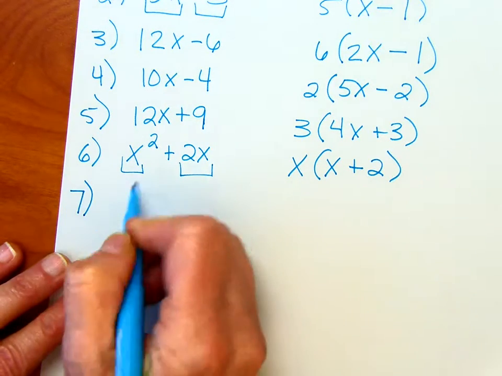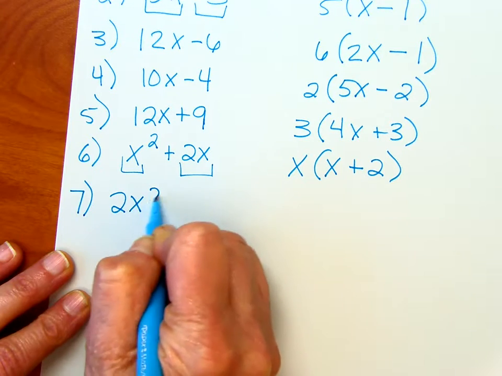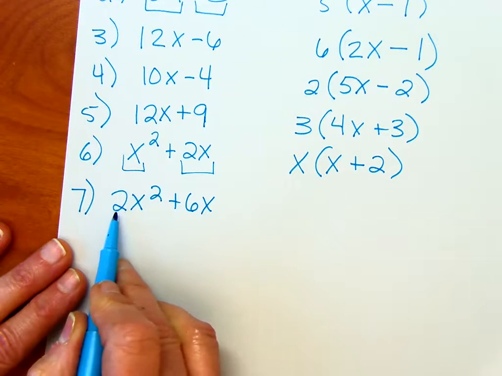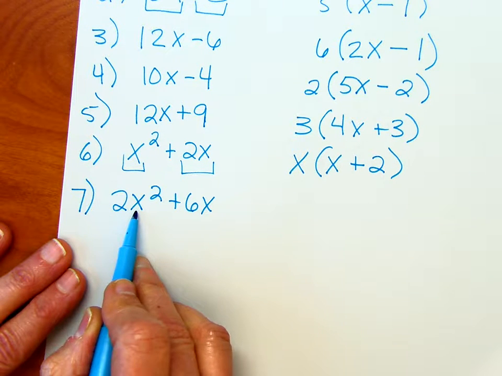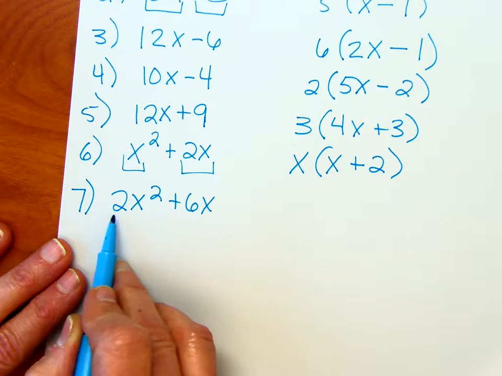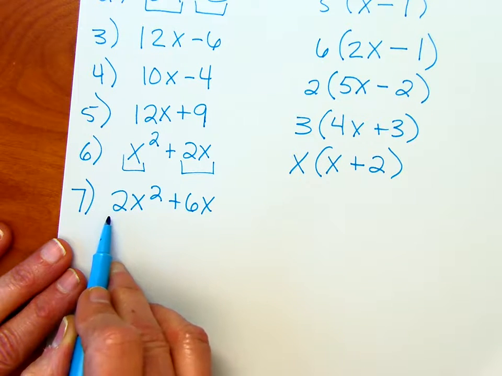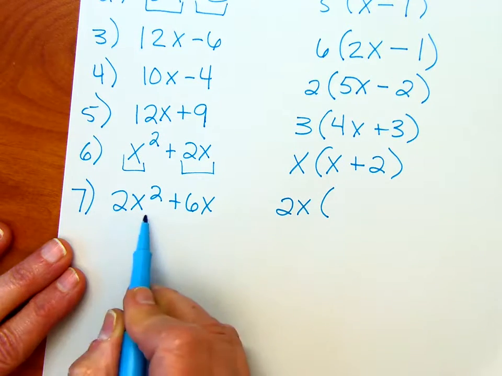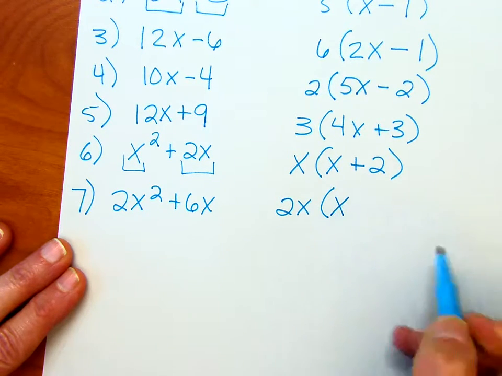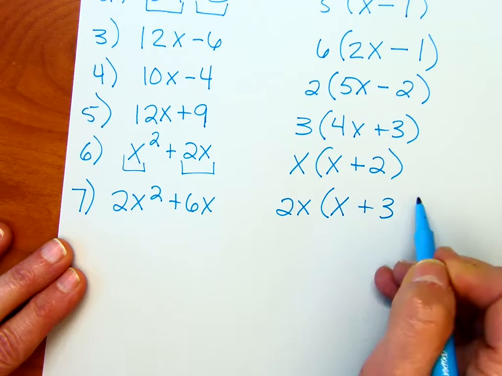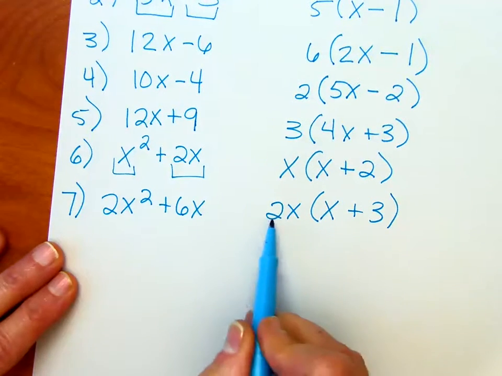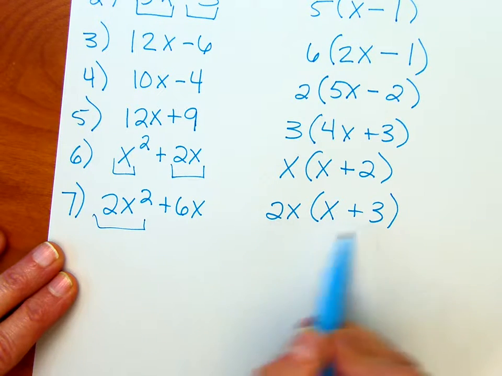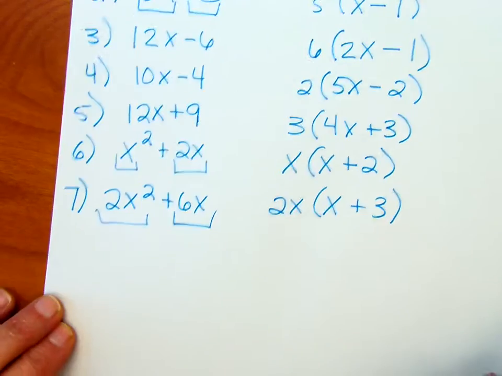We'll continue to factor a few more. Let's say we have 2x squared plus 6x. Notice that both terms have an x, and both terms have a coefficient that has a factor of 2. So we can factor this by 2x, and what's left is going to be x and 3, so x plus 3. And if you want to check, 2x times x is 2x squared, and 2x times 3 is 6x.